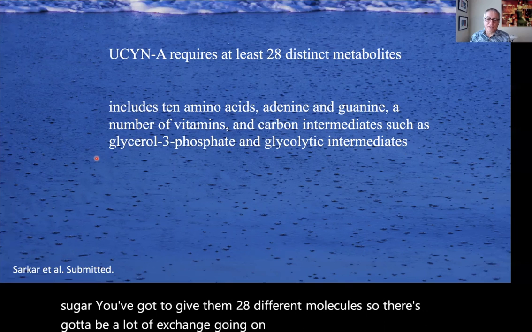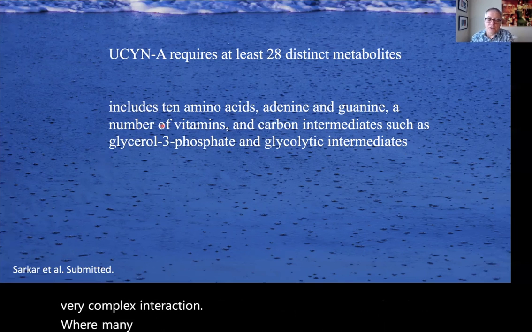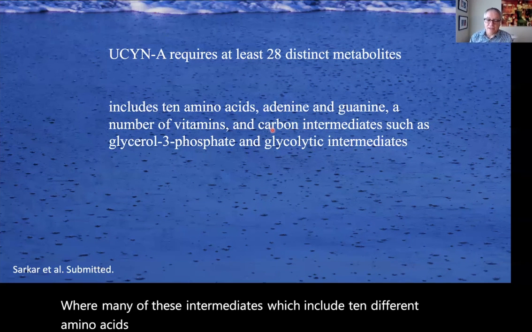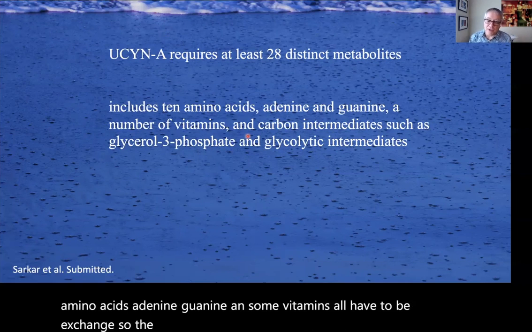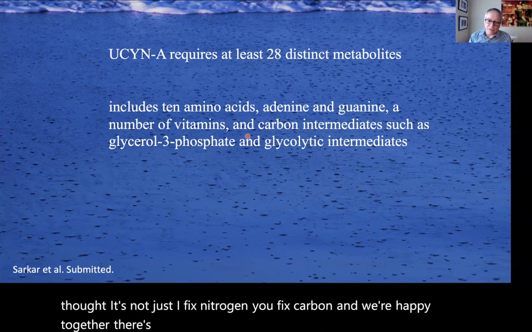It's got to be a very complex interaction where many of these intermediates, which include 10 different amino acids, adenine, guanine, and some vitamins, all have to be exchanged. So the symbiosis is a lot more complicated than we thought. It's not just, oh, I fix nitrogen, you fix carbon, and we're happy together. There's an actual very complex network.